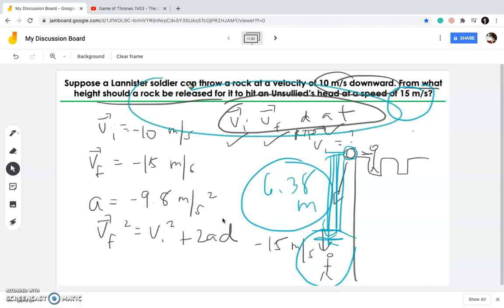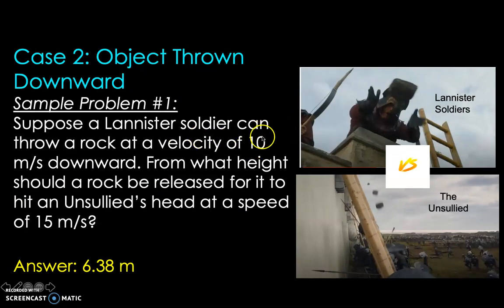So once again, the last step in problem solving is to evaluate your final answer, meaning to look at the value and see whether it's reasonable or not. And from there, you can decide whether you have to review your solution or not. In this case, I would not question this number. I think the typical height of a castle wall would be around 12 meters, so this isn't really bad. Maybe when the unsullied are halfway up the wall, they can start throwing those rocks and it will reach their desired velocity, which is 15 meters per second. But anyway, going back to the main question, 10 meters per second is actually fast already.